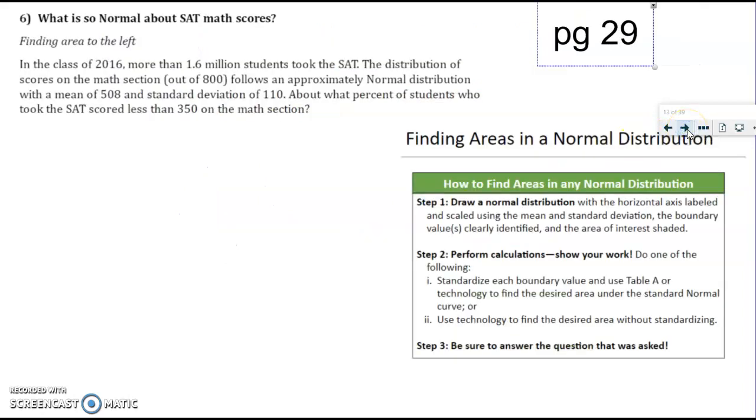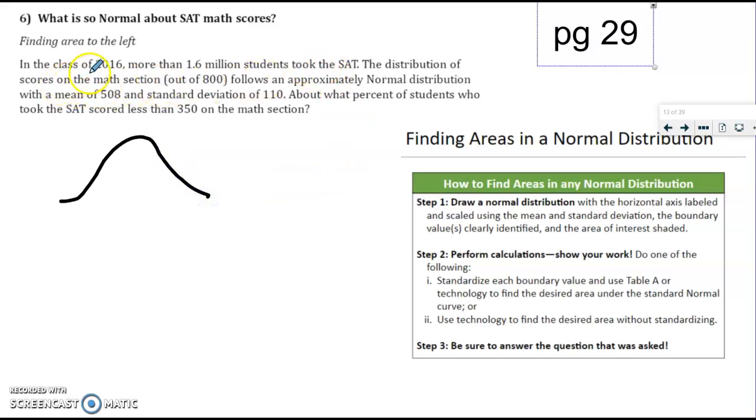So let's just look at one example. Before we do that, if you look on page 29, these are the steps that we're going to follow to find the areas in any normal distribution. The first thing that we're going to do is draw a normal distribution curve. We're going to just sketch it roughly. It doesn't have to be perfect.